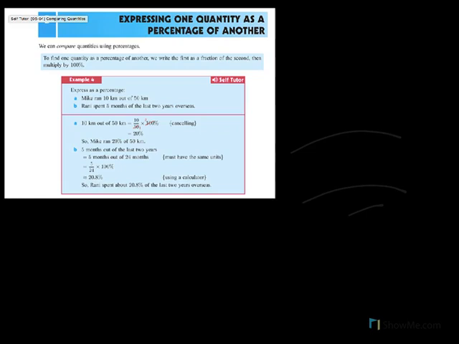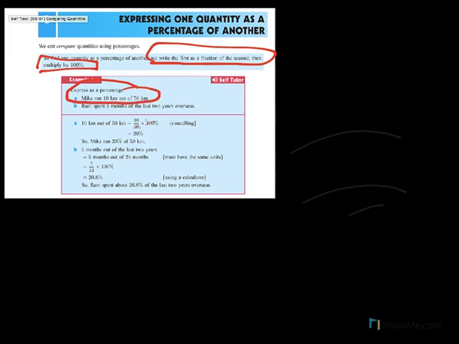All right, here we are looking at exercise 5b, expressing one quantity as a percentage of another. We see here in the notes, to find a quantity as a percentage, we write the first as a fraction of the second and multiply by 100. Let's look at what that means. Here we see an example.